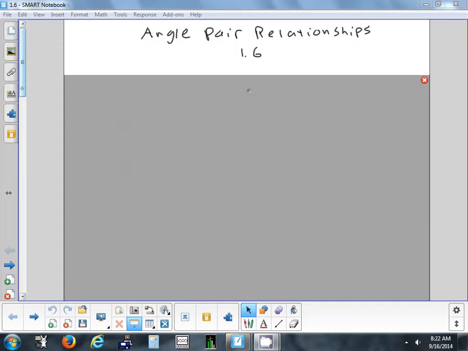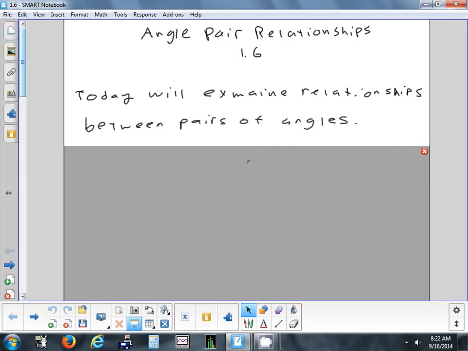All right, so today we're going to look at 1.6. Section 1.6 is on angle pair relationships. The idea here is we're going to be looking at not just a single angle, but when we have two angles, what are some relationships we can have? You probably already know some, like complementary, supplementary. That's a relationship between a pair of angles.